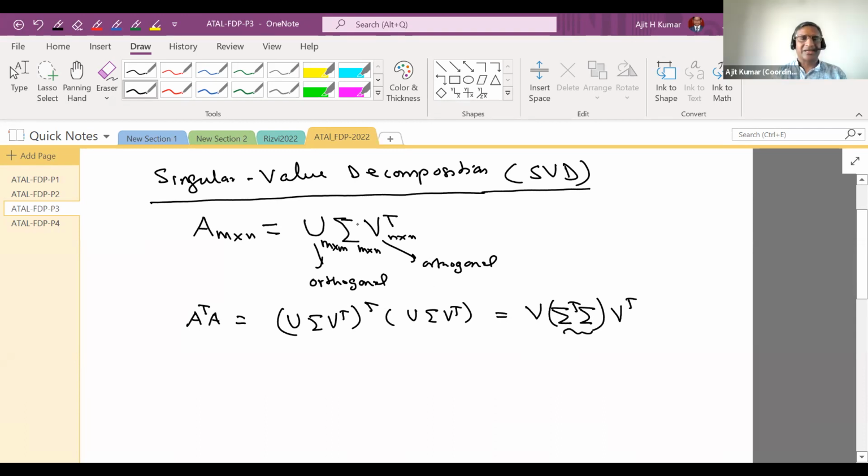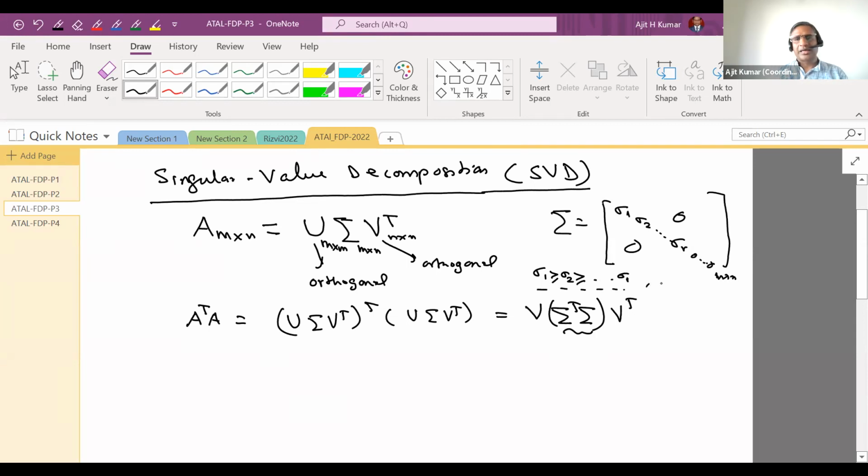I did not write the sigma explicitly, but let me just write it here. This sigma is going to be of the form sigma 1, sigma 2, up to sigma r, with the remaining all zeros. It is M cross N, and the remaining entries are all zeros. We also have sigma 1 greater than or equal to sigma 2, and so on up to sigma r. So these are all arranged in decreasing order, and r is the rank of A. These are the assumptions.